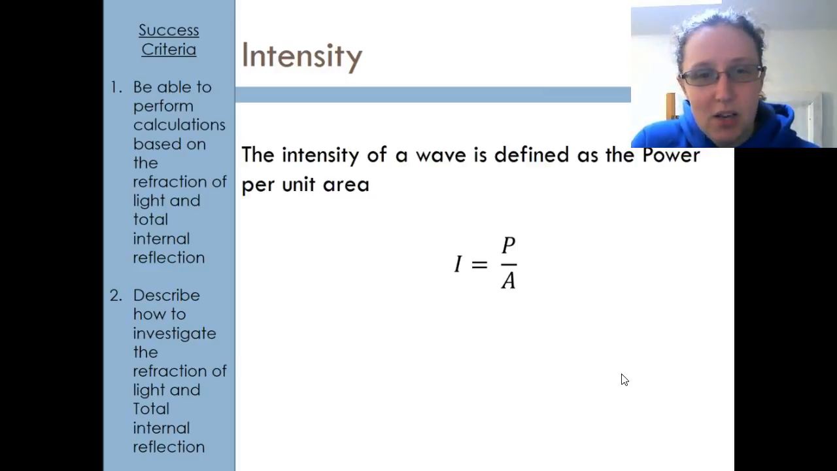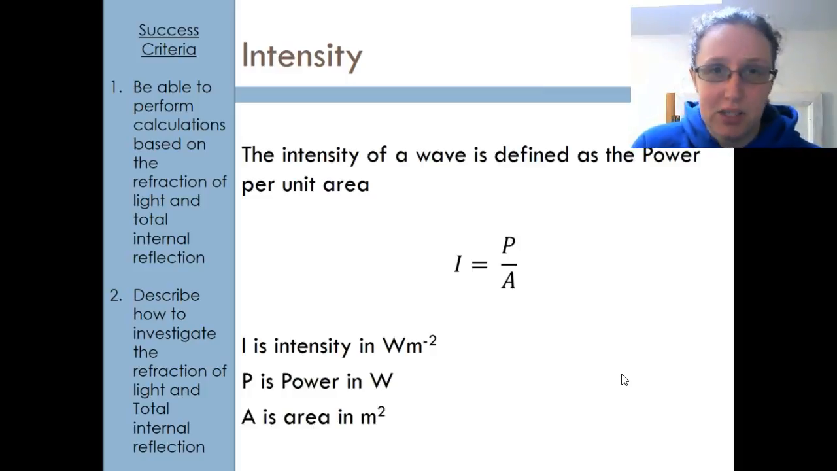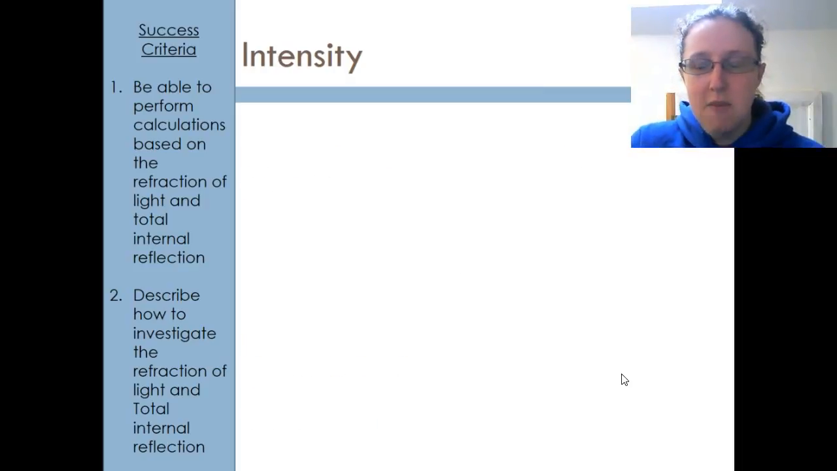So there's the equation, I equals power over area. The unit for intensity is watts per metre squared. Power is in watts, area is in metres squared. And then that's pretty much the basics of it.